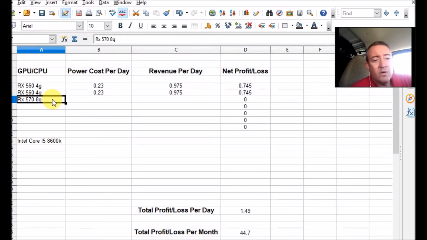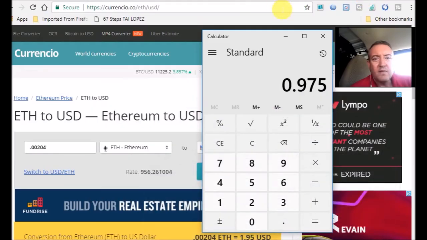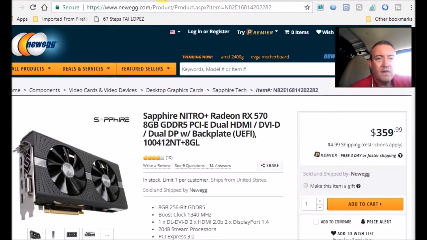I did order an RX 570 8 gig that I was able to score off of Newegg. I'll show you that right here. As you can see, they're out of stock now. I paid $359 for it. In a previous video I said I didn't want to pay any more than $350, but it was only $10 more, so I went ahead and jumped on it, bought it. Should be in this week, I'm hoping.